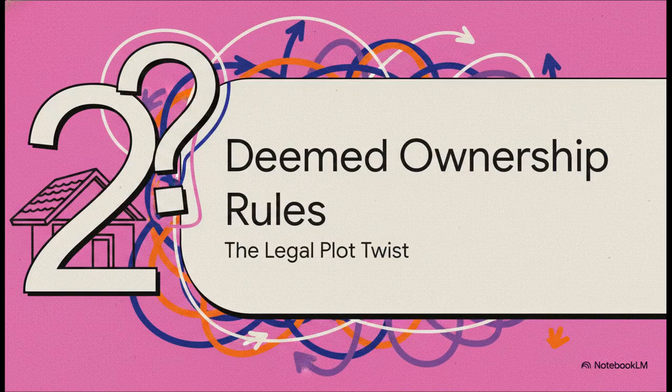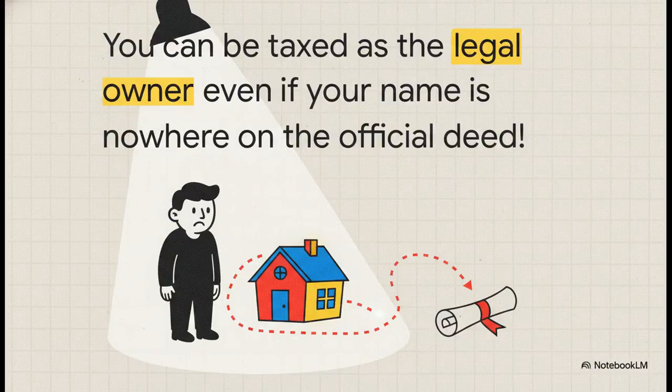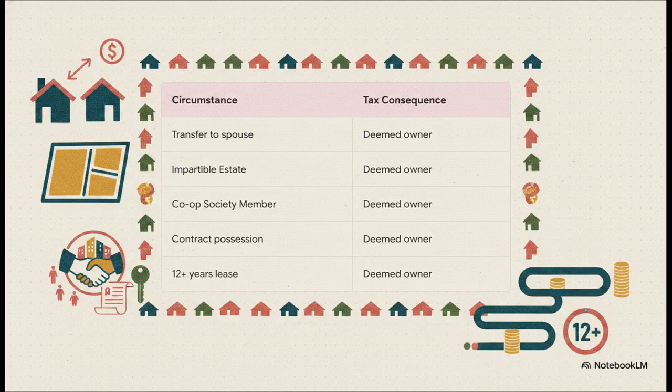Moving right along to Section 2, the deemed ownership rules, the plot twist. Now, what's really interesting about this slide is how incredibly counterintuitive the law can be. You might logically think, hey, my name isn't on the official registration deed, so I definitely don't owe the taxes on this house, right? Well, wrong. The tax rules have this concept called deemed ownership. This basically means the taxman can legally consider you the owner for tax purposes, regardless of whose name is on the official paperwork. Let's walk through exactly how the taxman uses this to close loopholes.